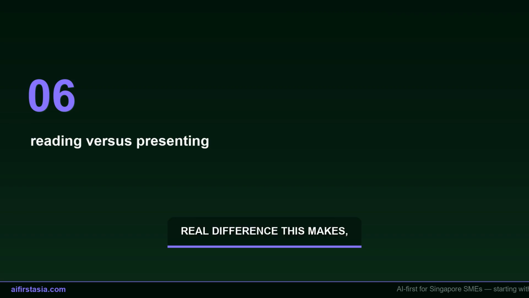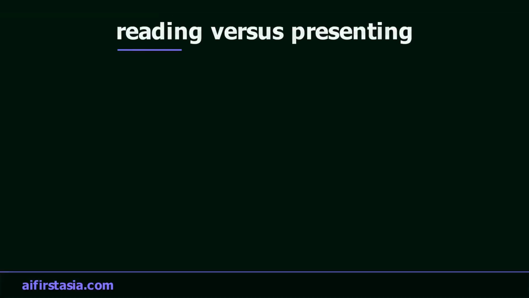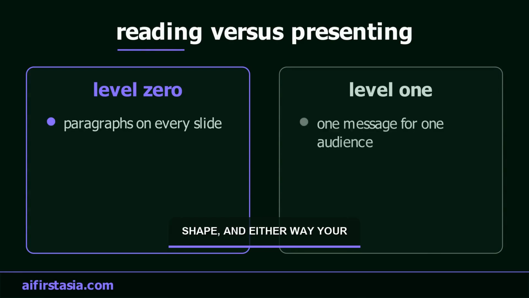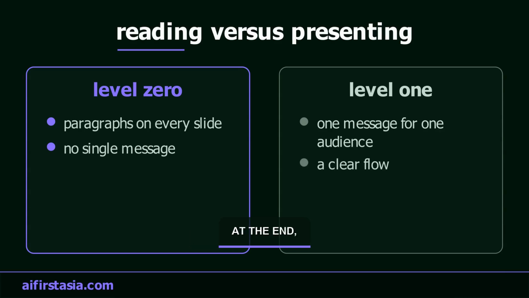Now let me name the real difference this makes, because it is not only about saving time, it is about whether your report actually lands. Level 0 is reading. You either bury the room in dense slides you read aloud, or you flick through a document live with no shape, and either way your audience works hard to find a point you never made clear. Level 1 is presenting. You start from a structured outline built around one message for one audience, with a clear flow and a real ask at the end, so the room follows you and remembers the point.